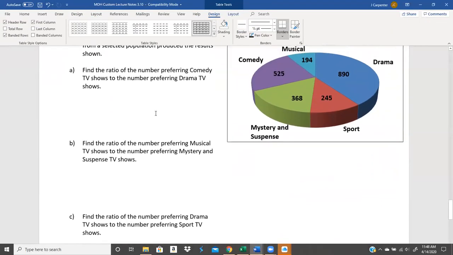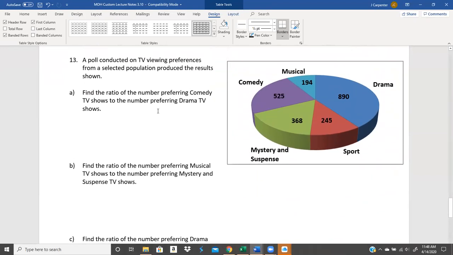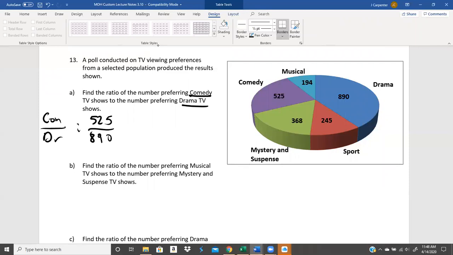All right. And let's do 13, A and B. And then we'll call it. A poll conducted on TV viewing preferences from a selected population produced the results shown: musical, drama, comedy, mystery and suspense, sports. Find the ratio of the number preferring comedy to the number preferring drama. Those are the 2 numbers we need to pull from this pie chart. So we're doing comedy over drama. The comedy number being 525, the drama number being 890.